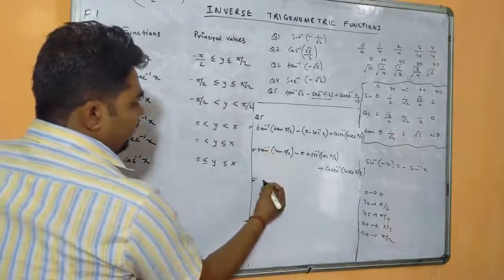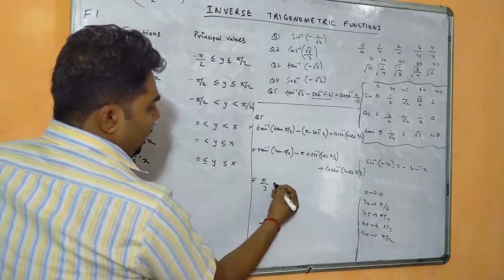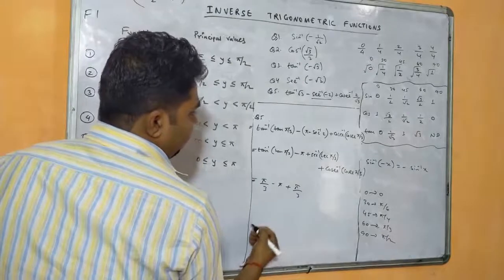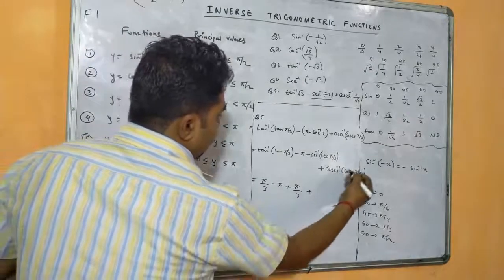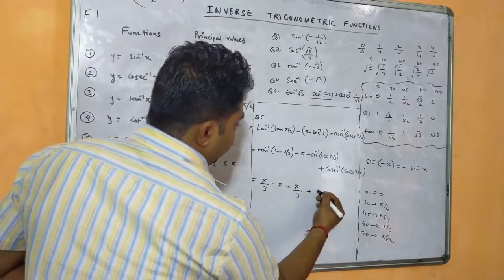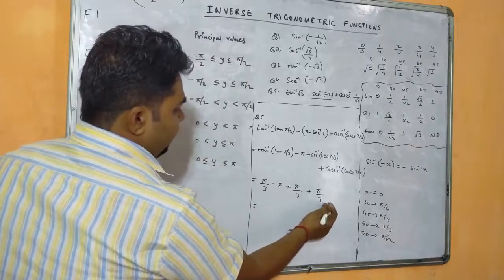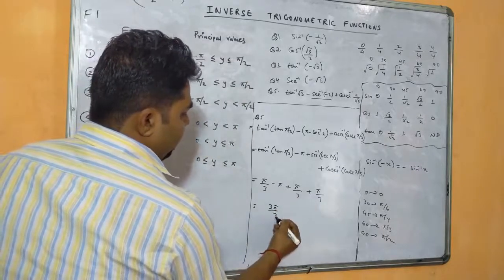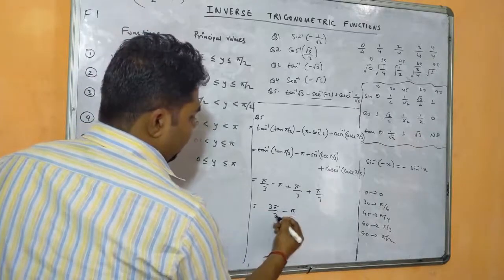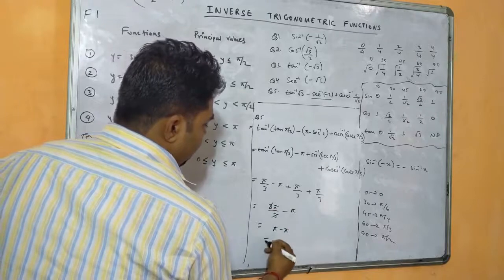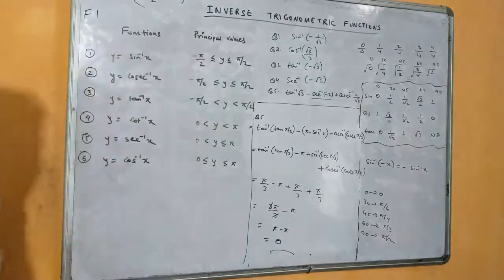Tan and tan inverse will get cancelled, we will be getting here pi by 3, minus pi, plus sec and sec inverse will get cancelled, that is pi by 3 again, plus cosec and cosec inverse will get cancelled, we will be getting here pi by 3. So pi by 3 plus pi by 3 plus pi by 3, that is 3 pi by 3 minus pi, that means 3 and 3 got cancelled, that is pi minus pi, answer is 0. So this is our required answer.